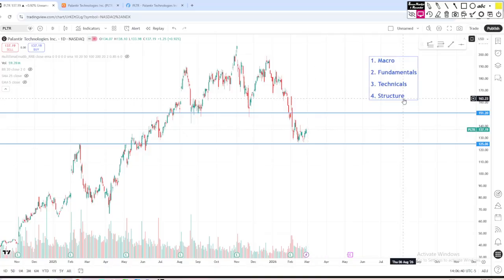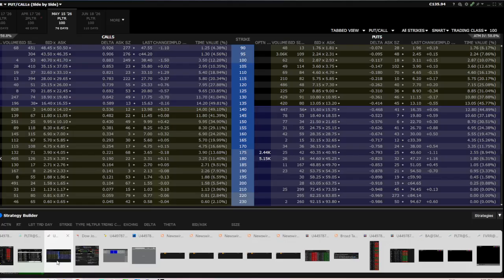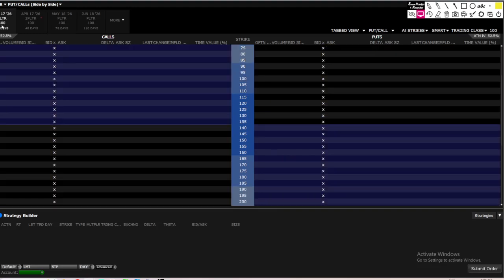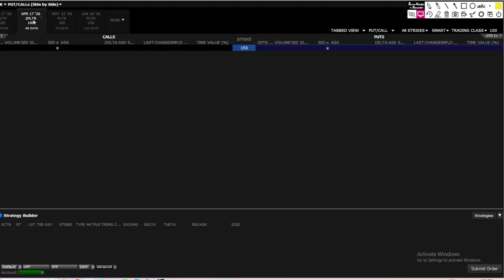Now, how do we play it? And that's where the structure comes in. I like to play it with options. So let's go to the options tree. In case you guys are unfamiliar, this is an options tree. On the top here, we see April Palantir, April 17th.